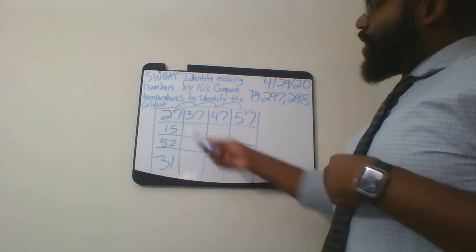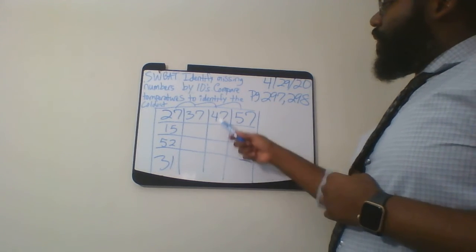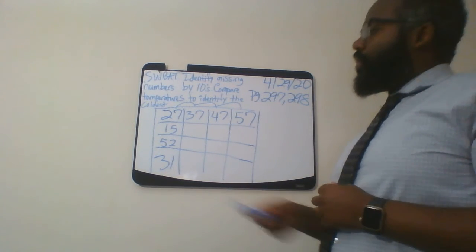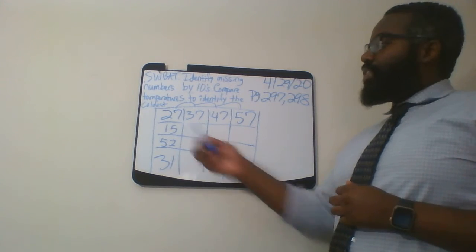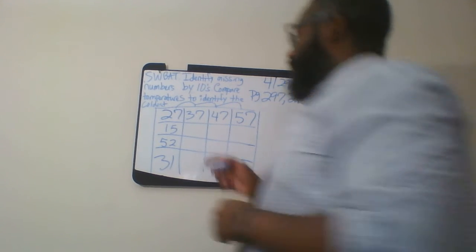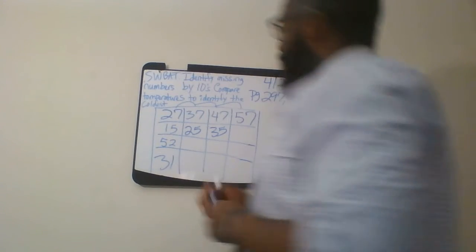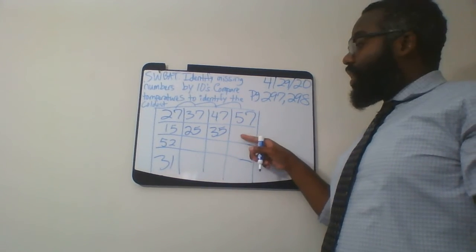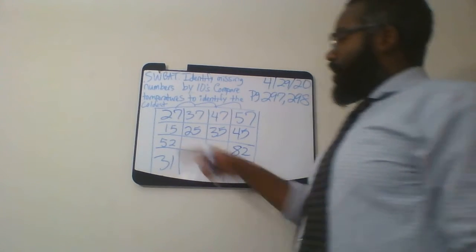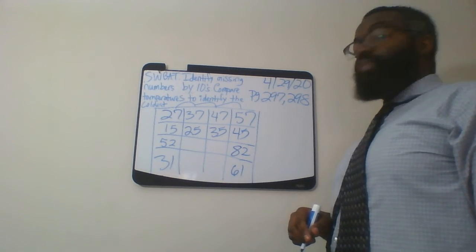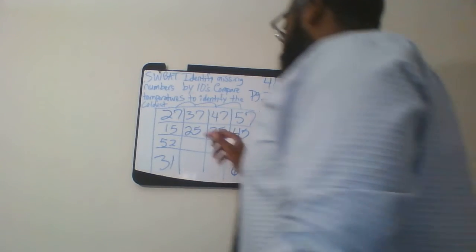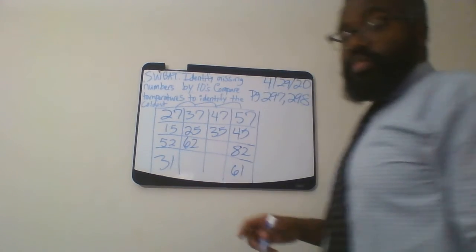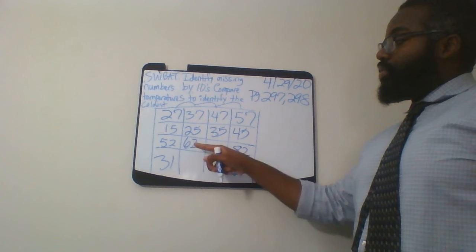So look what we have here. We have 27, 37, 47, 57. So let's start off with this row, 15. So the next one should be 25, 35. So we have 15, 25, 35. What do you think comes next? 45, that is correct. Here, we have 52. What comes after 52 counting by 10? 62. What's next? 52, 62.